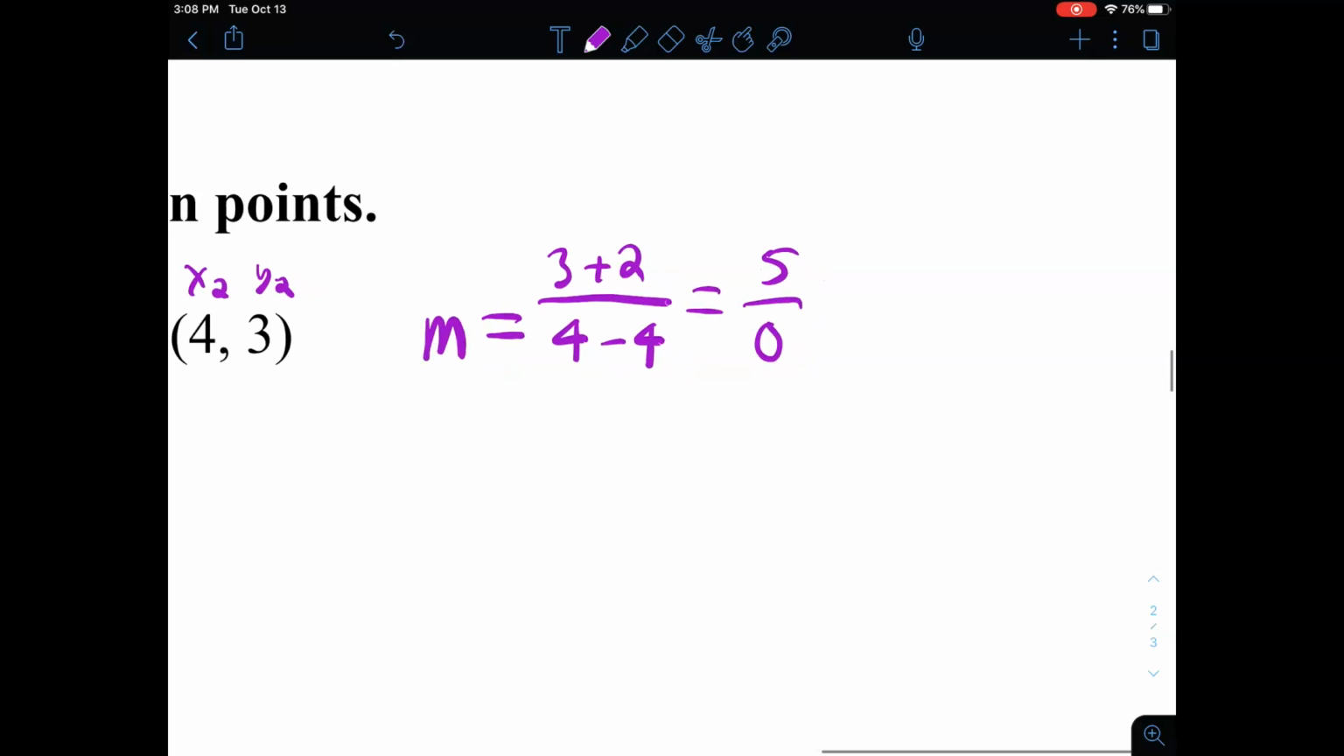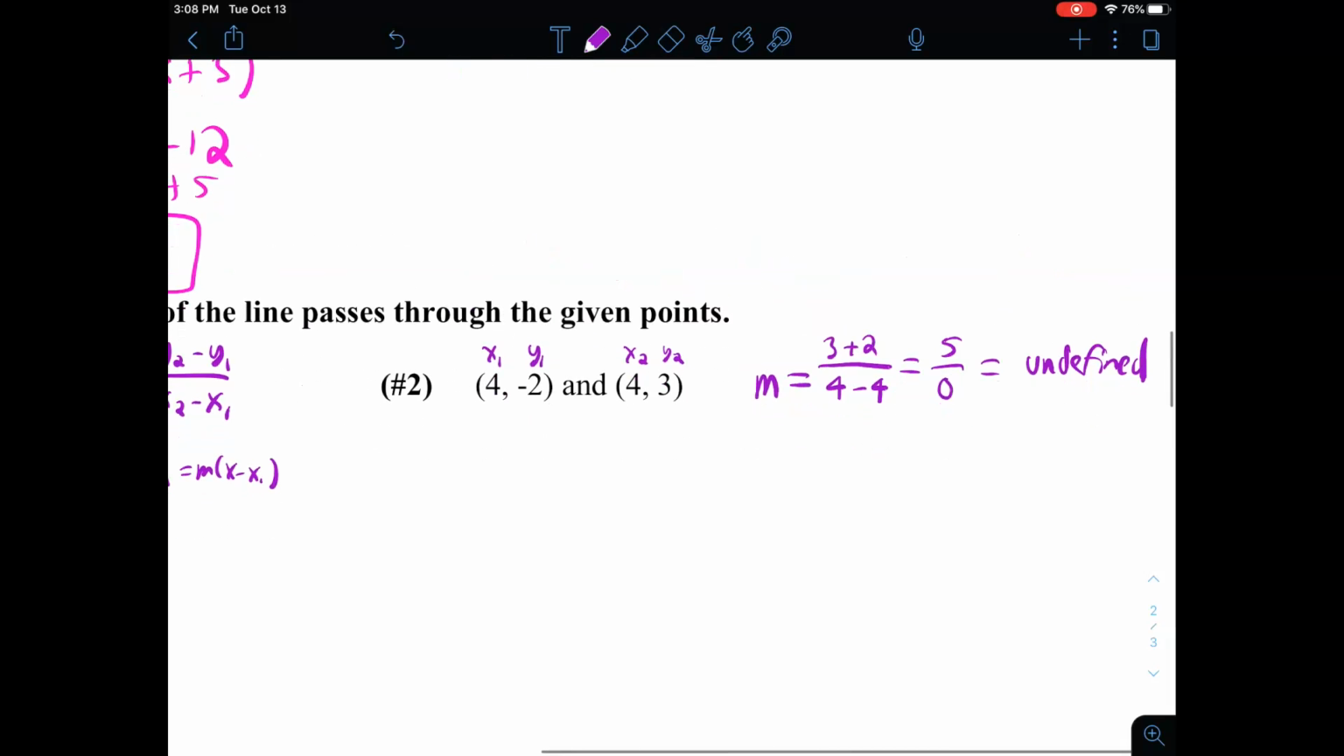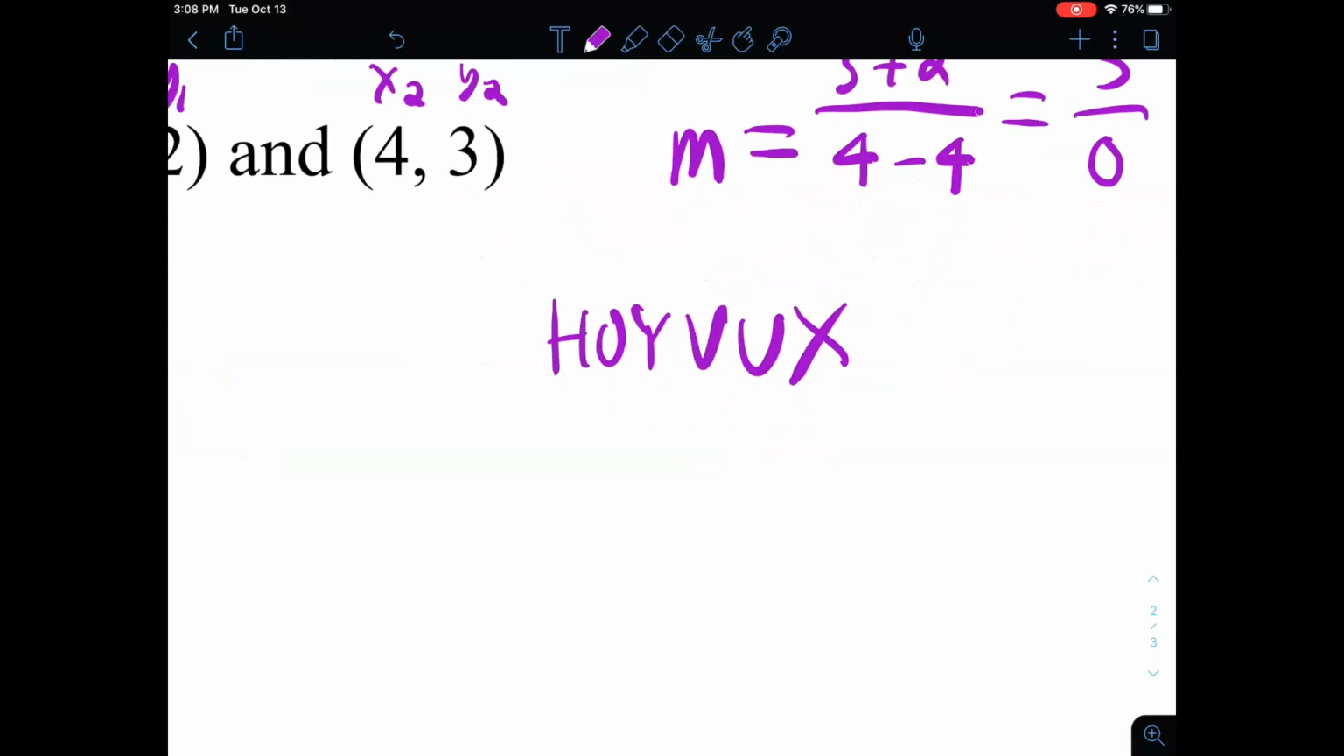Uh-oh. Can we divide by 0? We cannot divide by 0. So is this slope going to be 0 or undefined? This is going to be undefined. Okay, so an undefined slope, I don't know if you remember, boys and girls, I need you to remember this. A horizontal line has a 0 slope. It's y equals a number. A vertical line has undefined slope, and it's x equals a number, is what the equation is going to look like.